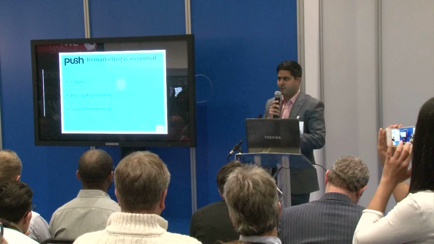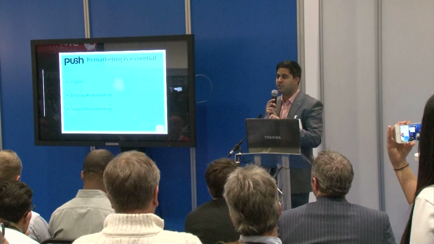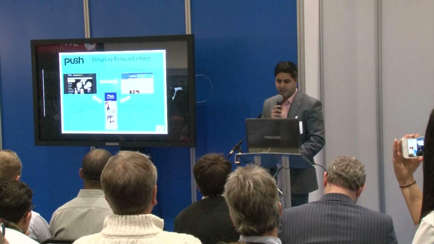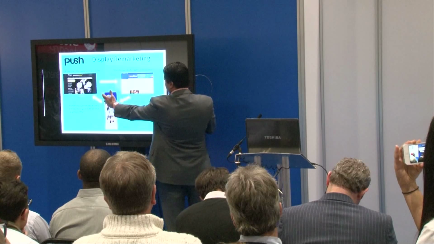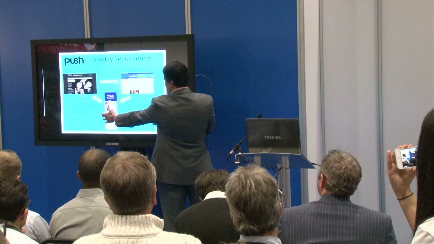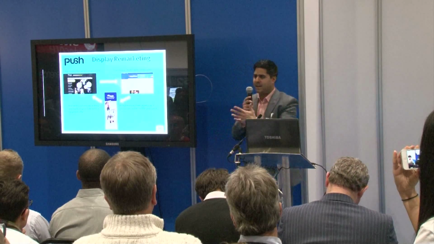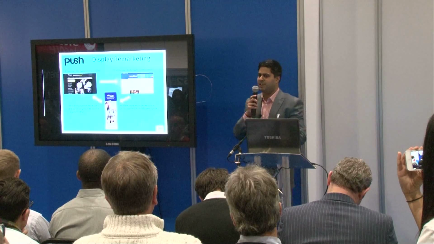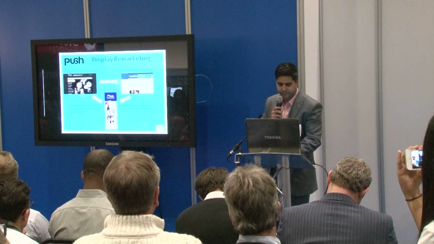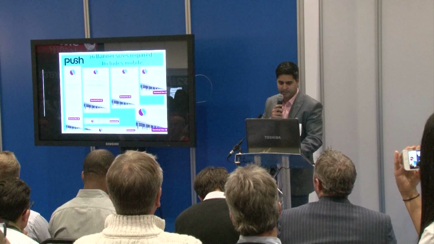Remarketing is essential. If you're not doing remarketing, you really need to do it. There's 2 types, display and search. Display is where you go to a website, you go to another website, and then you see a banner here. It's an example of TM Lewin. That banner then follows you around and keeps you in front of the person who's come to your site. These are examples of banners for some of our customers.